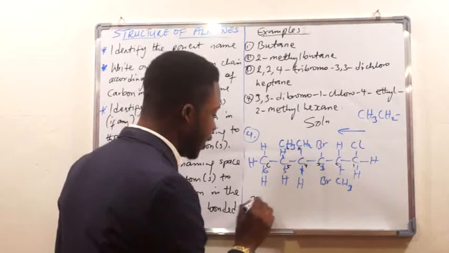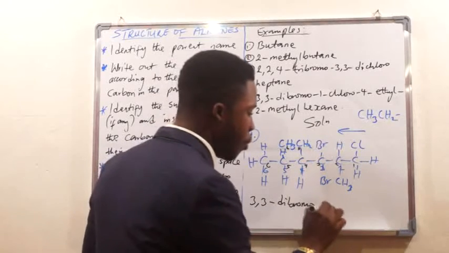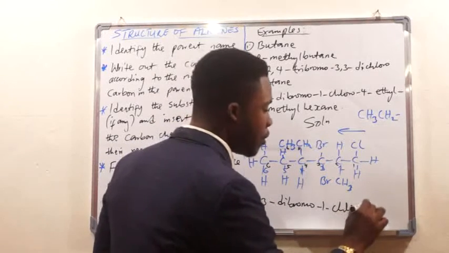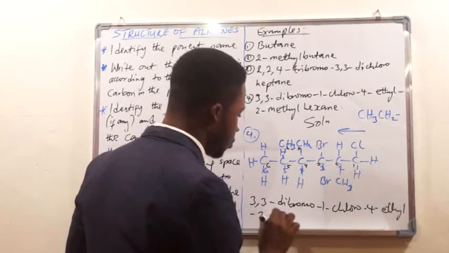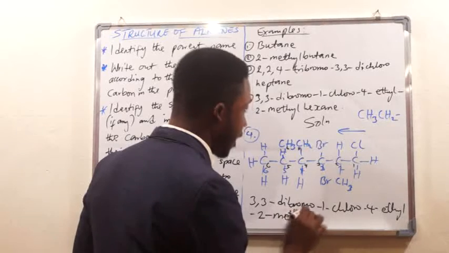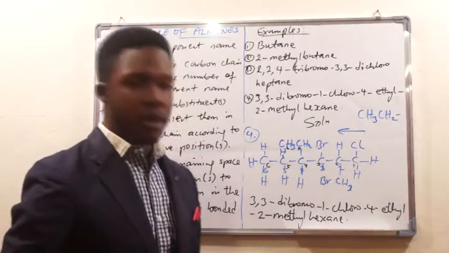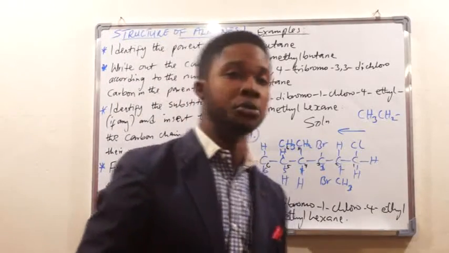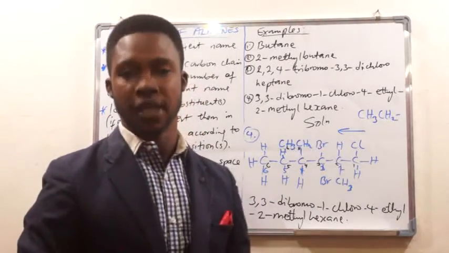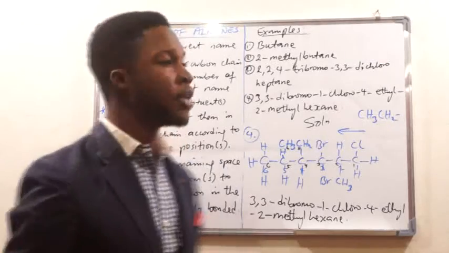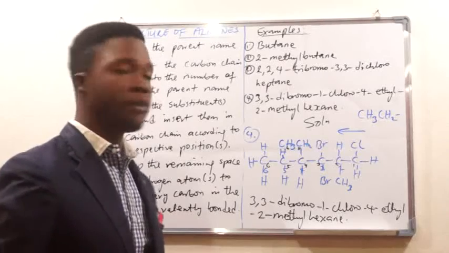Therefore, the name is 3,3-dibromo, 1-chloro, 4-ethyl, 2-methyl hexane. Many other examples can be used to further explain the structure of alkanes. You can try more examples, simply follow these simple rules, and of course, you arrive at a very good answer.